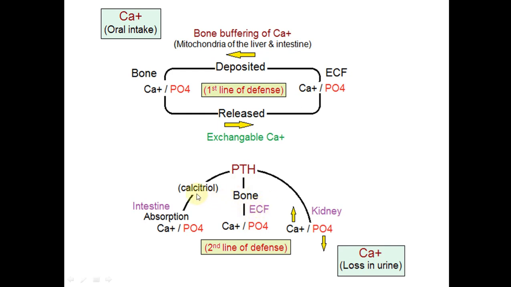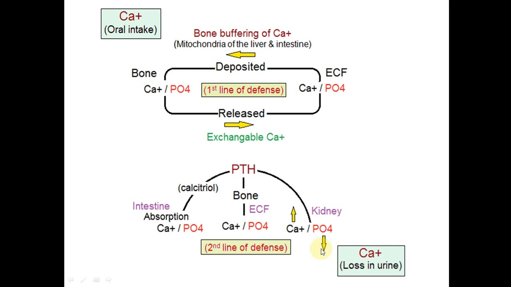It may also activate the inactive form of vitamin D into its active form, active vitamin D3 or calcitriol, which will increase intestinal absorption of calcium and phosphate. And the third effect is on the kidney, where the parathyroid hormone increases calcium reabsorption and excretion of phosphate.